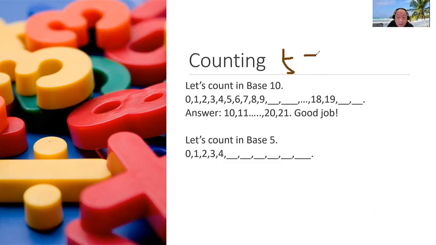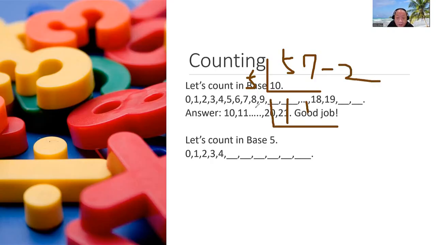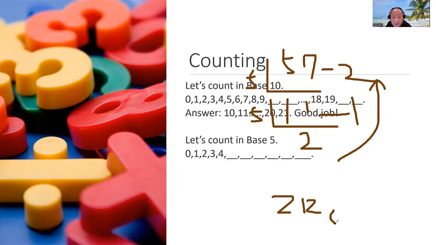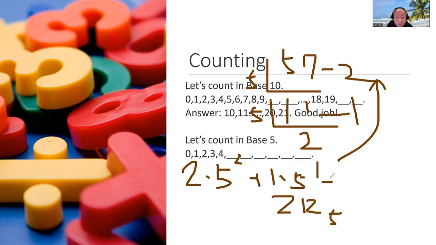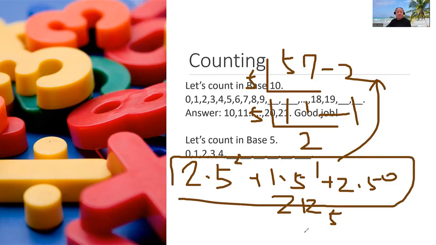Let's do it, okay? For 57 divided by 5, you got 11 remainder 2. 11 divided by 5, you got 2 remainder 1. Yes, it's 212, okay? 212 base 5. So it's 2 times 5 raised to the power 2, plus 1 times 5 raised to the power 1, plus 2 times 5 raised to the power 0. That's the base-five system. Does that make sense? Yeah.